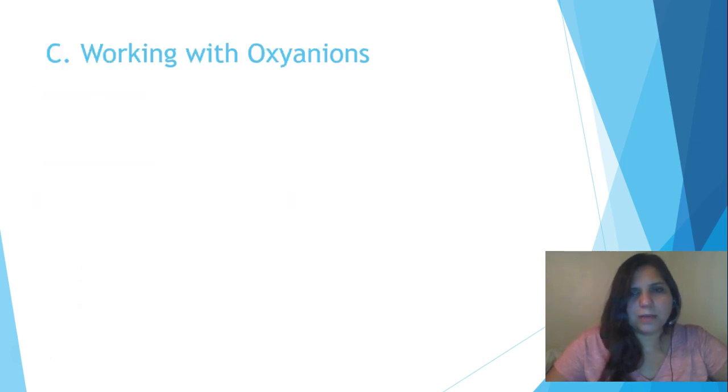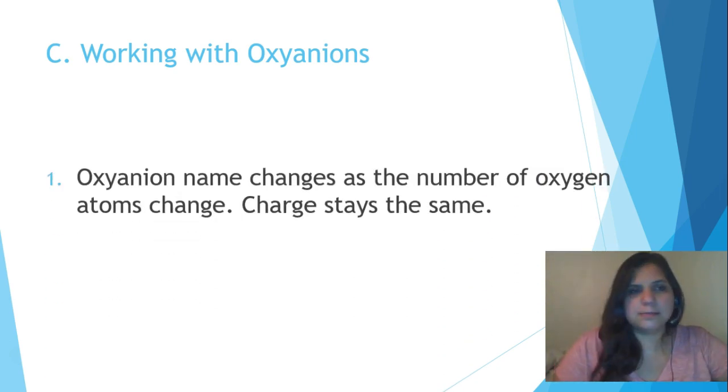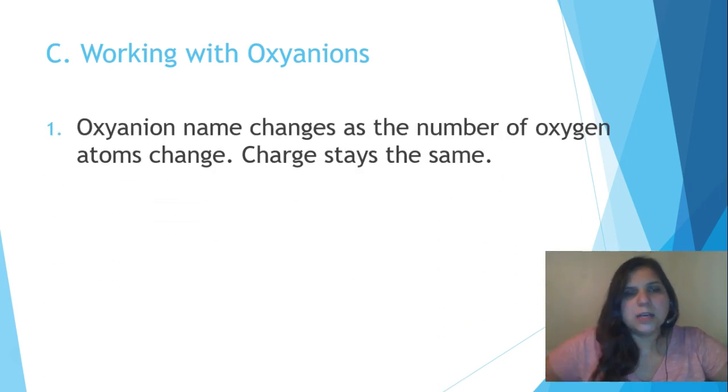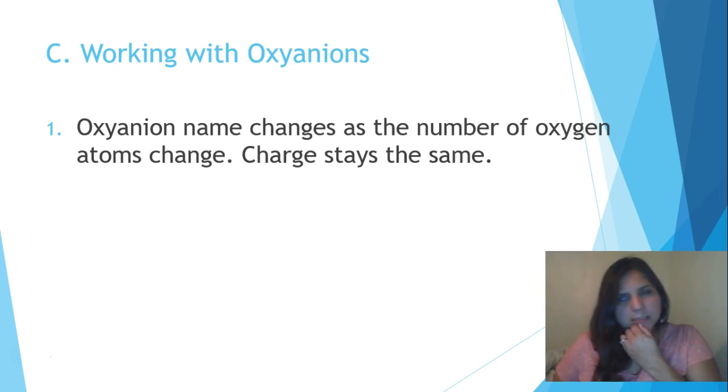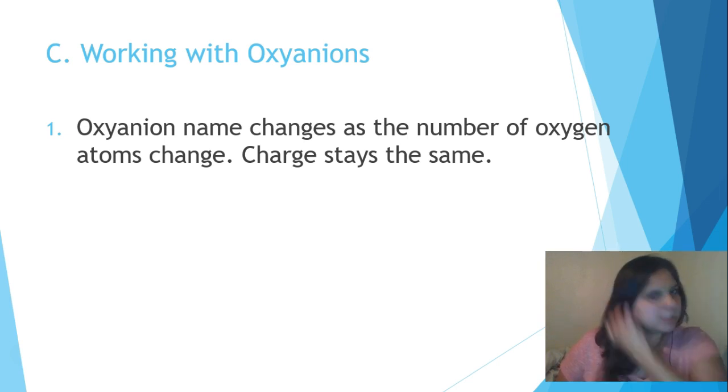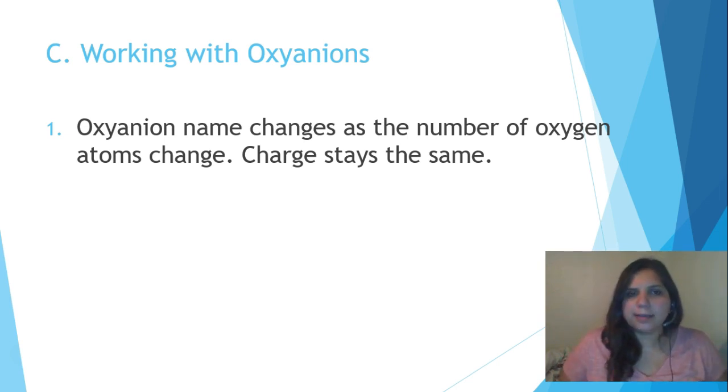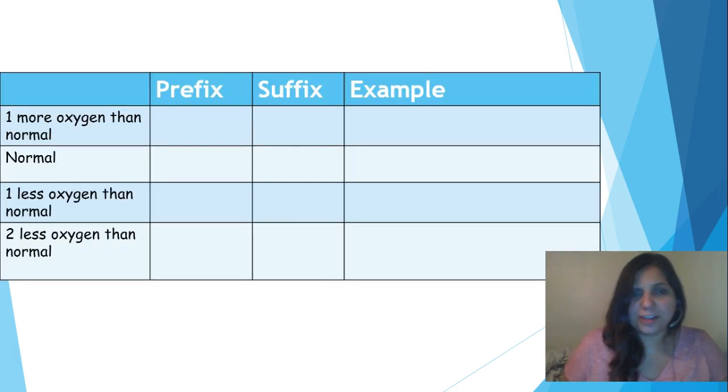All right. When we're working with oxyanions, just a couple things to remember. An oxyanion name changes as the number of oxygen atoms change, but their charges stay the same. So I had you memorize -ates. A couple of -ides like cyanide and what else? Hydroxide and ammonium. But most of the ones that you were supposed to memorize were the -ate ions. That's because you can change any -ate into -ites and hypo-ites and per-ates. So we'll see how to do that. So you need to draw this table.